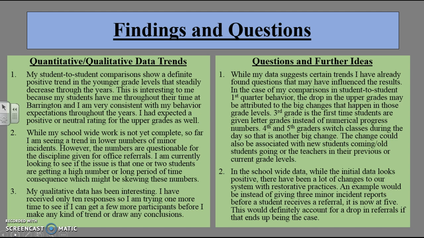Also, it could be a change with either new students coming in and changing the dynamic of the classroom, or old students leaving, or it could just be teacher preference or teacher relationships. The school-wide data, like I said, is promising with minors, but there have also been a lot of changes to our system with the Restorative Practice Initiative. An example would be, instead of giving 3 minor incident reports before it turns into a referral, we now have to give 5 in a quarter before it can turn into a referral. And those are for minor things, not major things. But that would definitely account for a drop in referral rates if that ends up being the case.